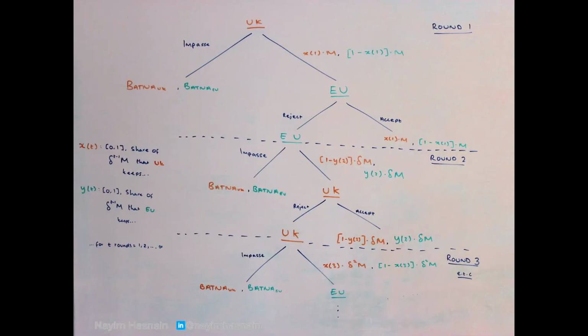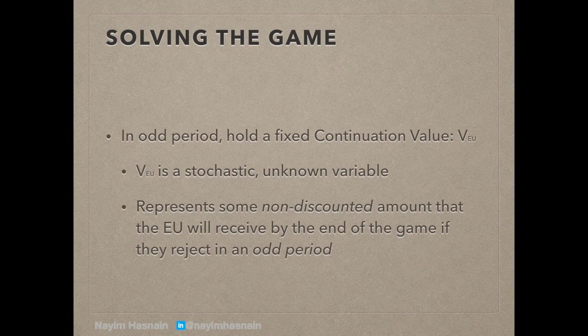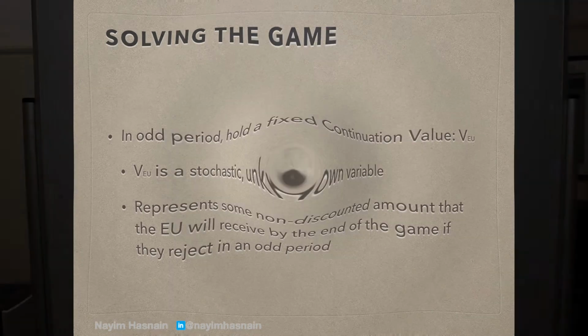Here is the extensive form game, which I urge you to take a look at. And note that in an odd period, the UK is making offers to the EU, and in an even period, the EU is making offers to the UK. Solving the game, I have to introduce the fixed continuation value. This represents some non-discounted amount that the EU will receive by the end of the game if they reject in an odd period. Note it's stochastic and unknown. Note that we are also using utils as our unit of value since we don't know the trade deal in monetary terms. So here's how we solve the game.